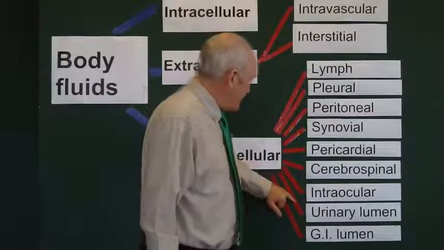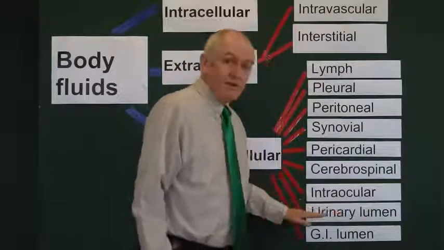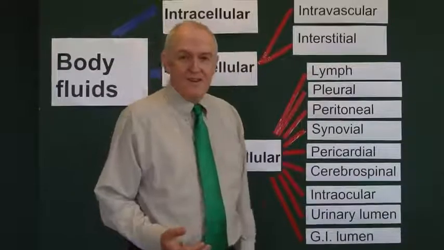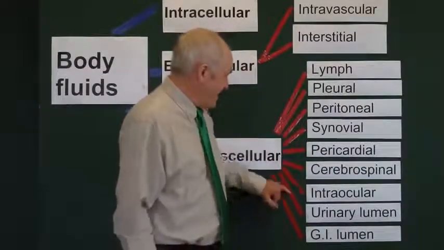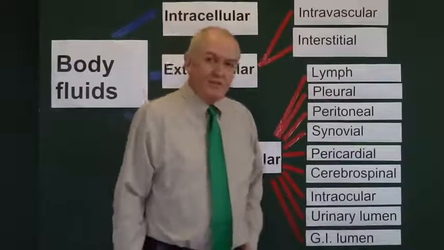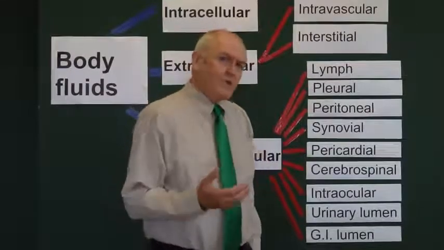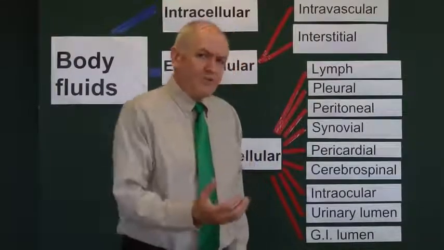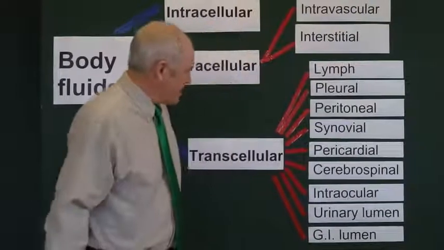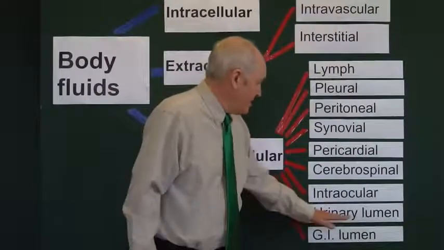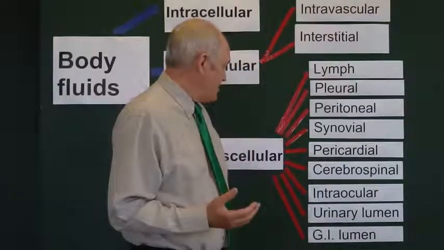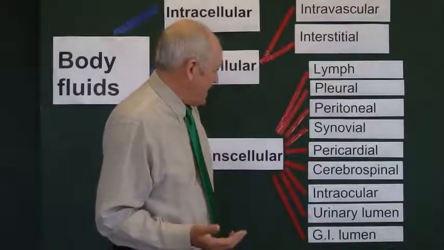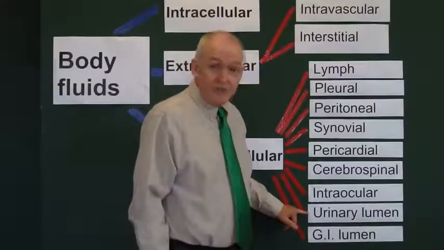Now, of course, we expect there to be fluid in the urinary lumen. That's going to be normal. If you drink a lot, you would expect to have more urine. If you drink less, you would expect less urine. But that can also have abnormal constituents in this fluid. So, for example, there could be blood in the urine, which of course is a pathological situation and needs to be explained. That would be the condition of hematuria.